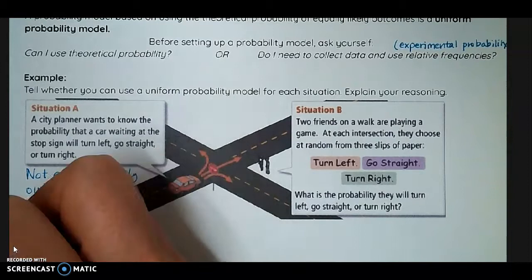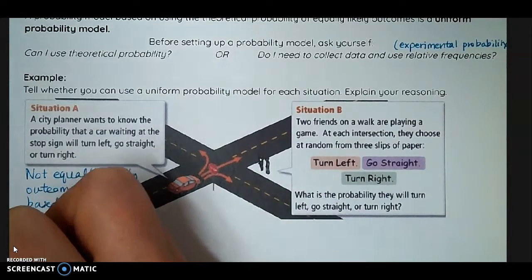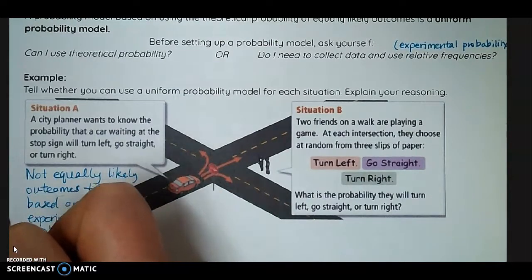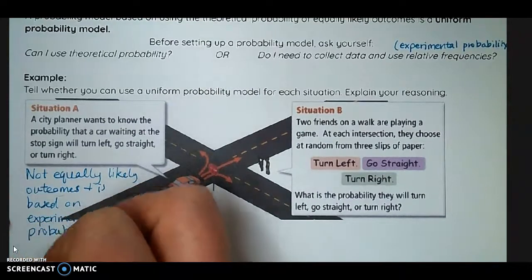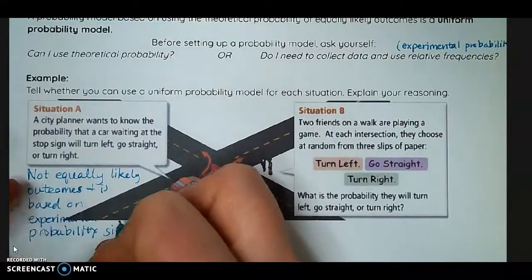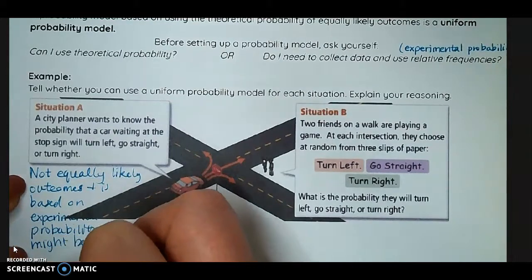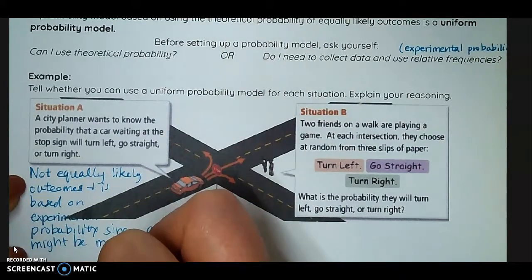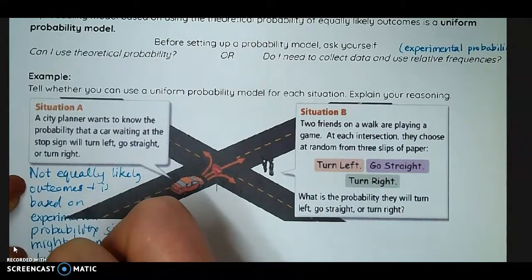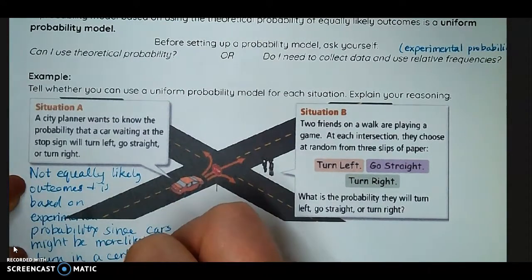And is based on experimental probability, which should be used since cars might be more likely to turn in a certain direction.